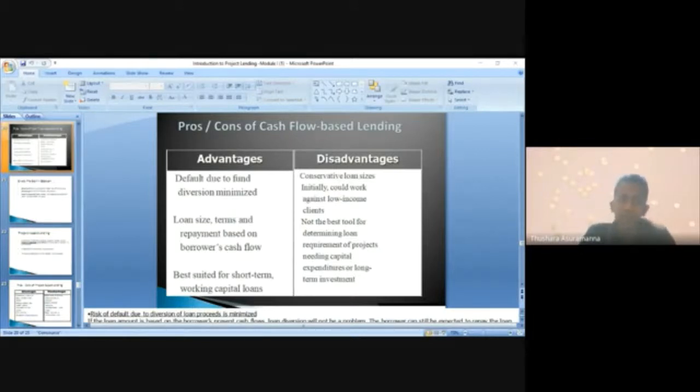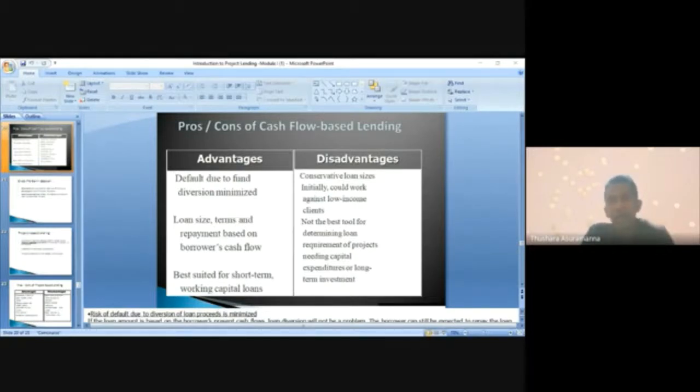Minimize in the sense the money could be used for the intended purpose, so that the customer can generate money from that activity, which is good for you and for the customer as well, because then your repayment is coming from that source. That's very important. Part 2, loan size, terms and repayment based on borrower's cash flow. That's again important.